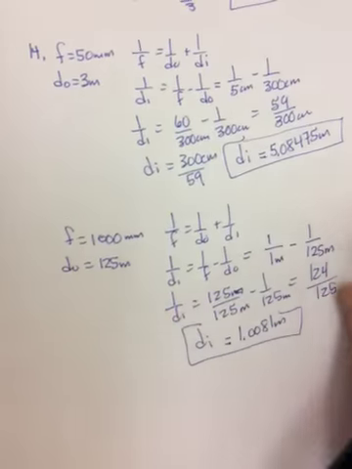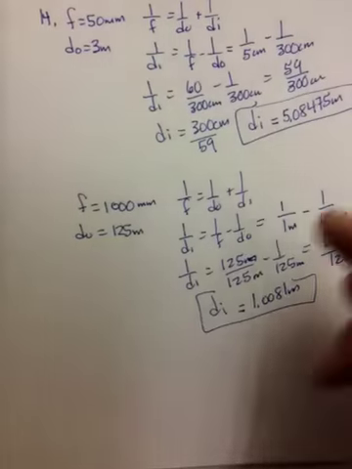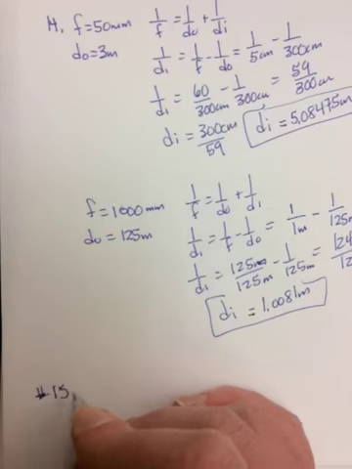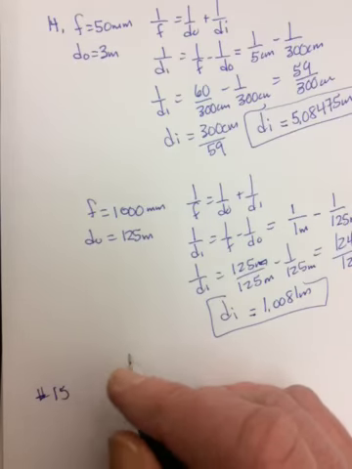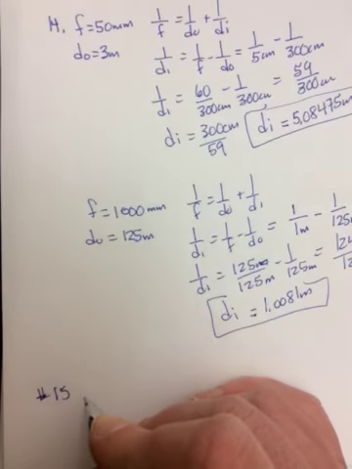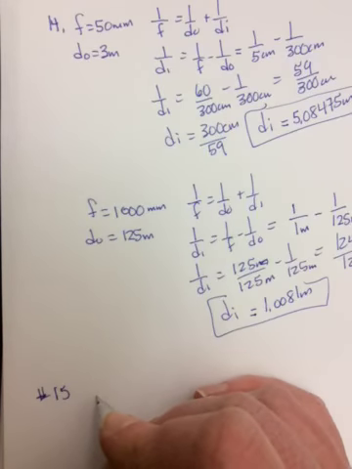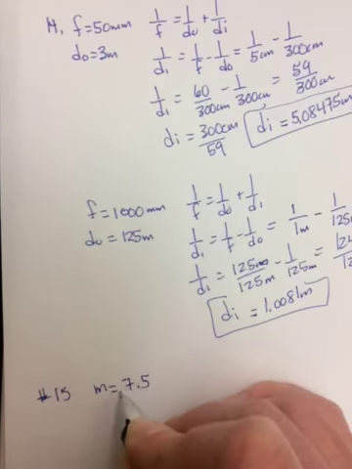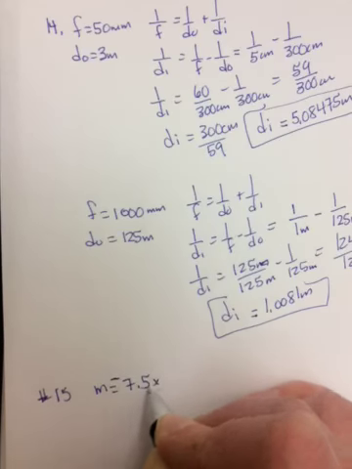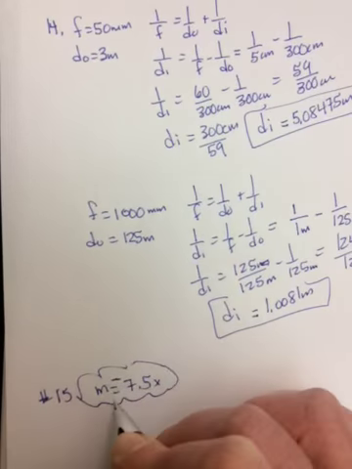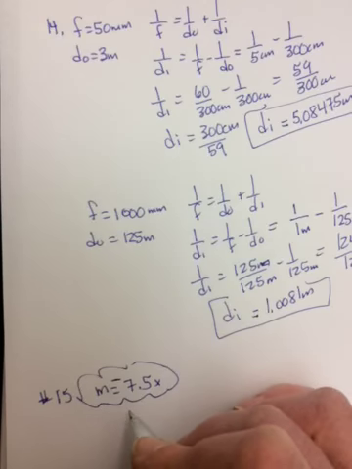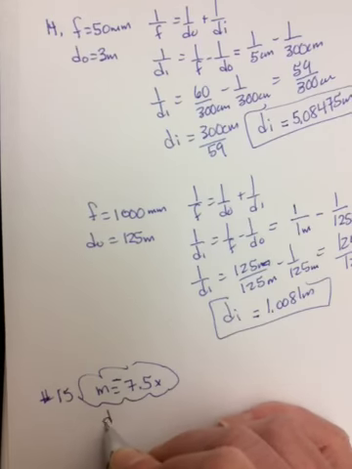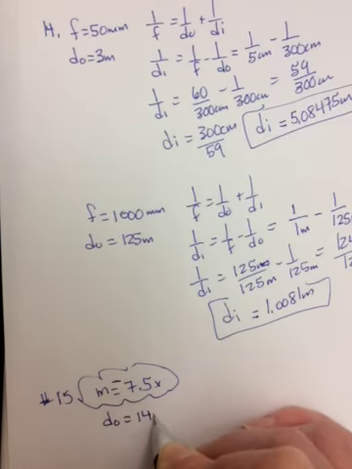Number 15 says, solve problem 10 using a lens rather than a mirror. Okay, so number 15, problem 10 says a production line inspector wants a mirror that produces an upright image. If it's upright, it's going to be virtual. An upright image with a magnification of 7.5. And I'm going to put a negative on there because it's upright, so it has to be virtual. When it is located 14 millimeters from the machine part. So DO is 14 millimeters.